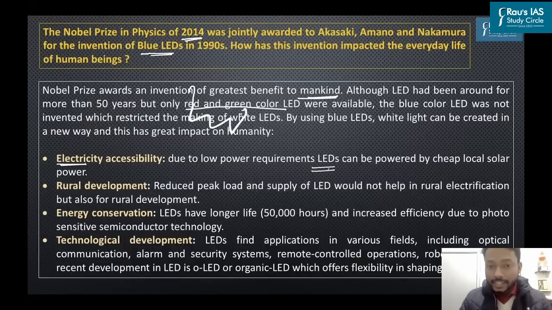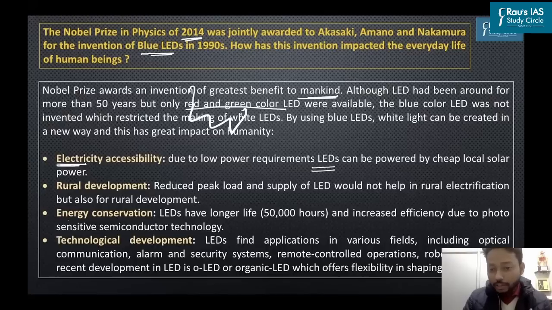And LED lights can also be operated using low powered batteries that can be charged very easily through rooftop solar panels. Otherwise, if you use 100-watt bulbs or sodium lamps, that is not possible to be run on low powered batteries. So harnessing electricity and its accessibility has actually improved with the invention of LED. It also has resulted in rural development or rural electrification for the same reason.